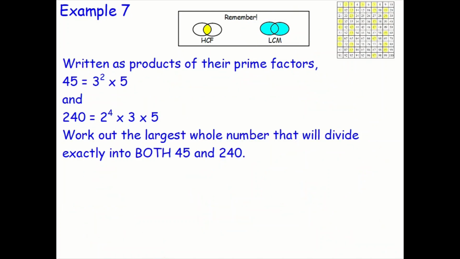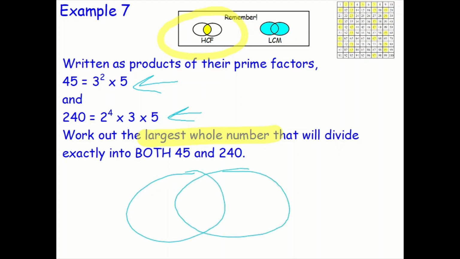Example 7. Written as products of their prime factors, 45 is 3 squared times 5, and 240 is 2 to the power 4 times 3 times 5. Work out the largest whole number that will divide exactly into both 45 and 240. The largest whole number, that is code for HCF. So I'm just going to do a Venn diagram. I've been given the prime factor decomposition, so that's already done for me. All I need to do is the Venn diagram.